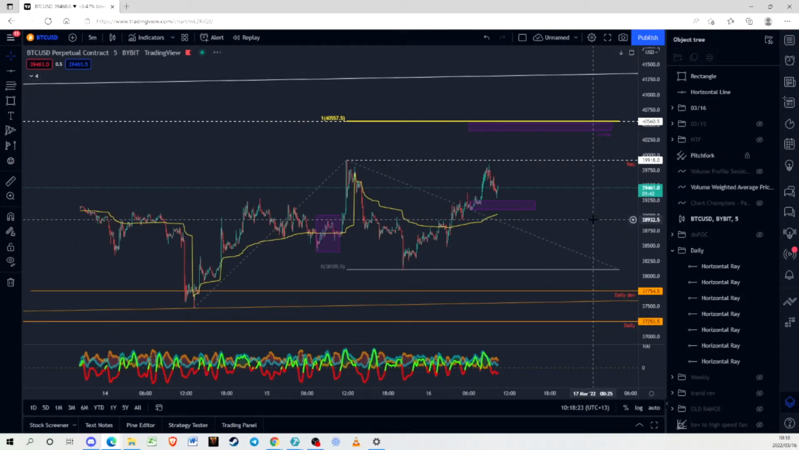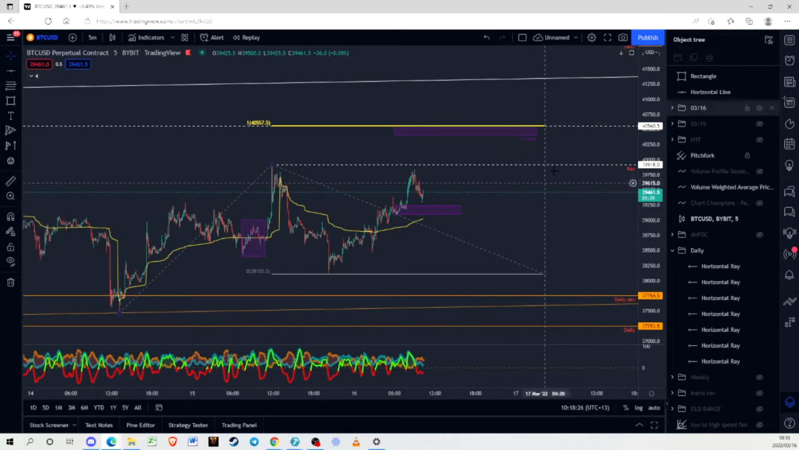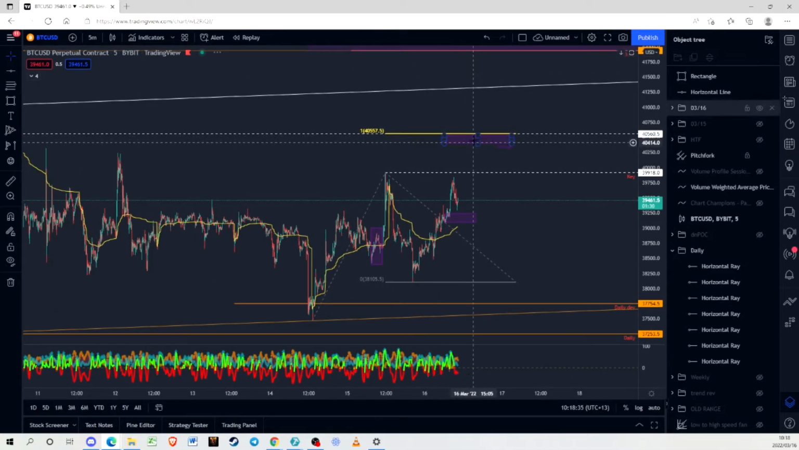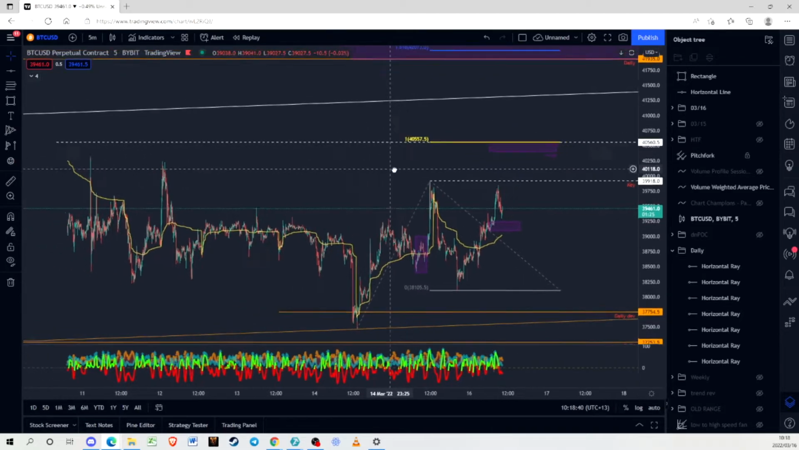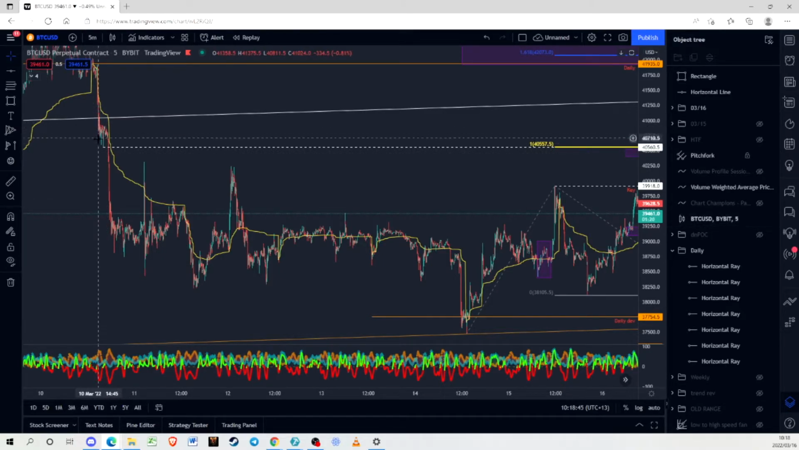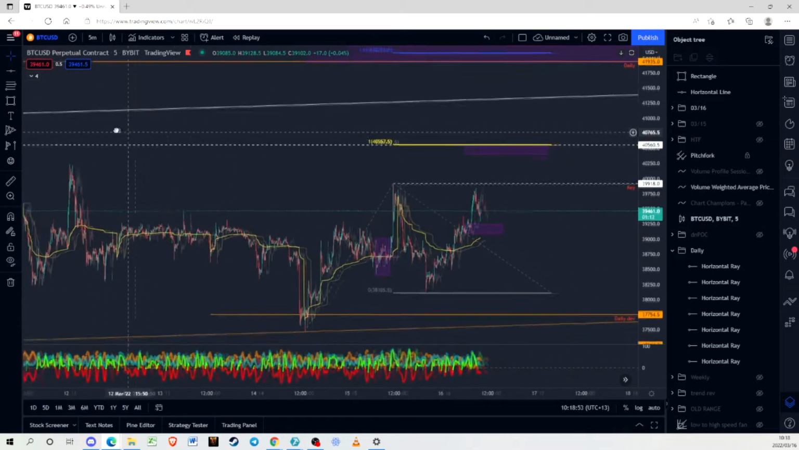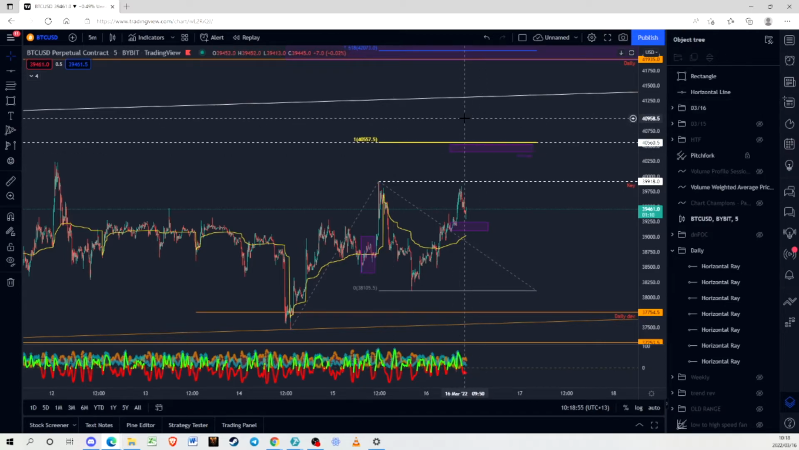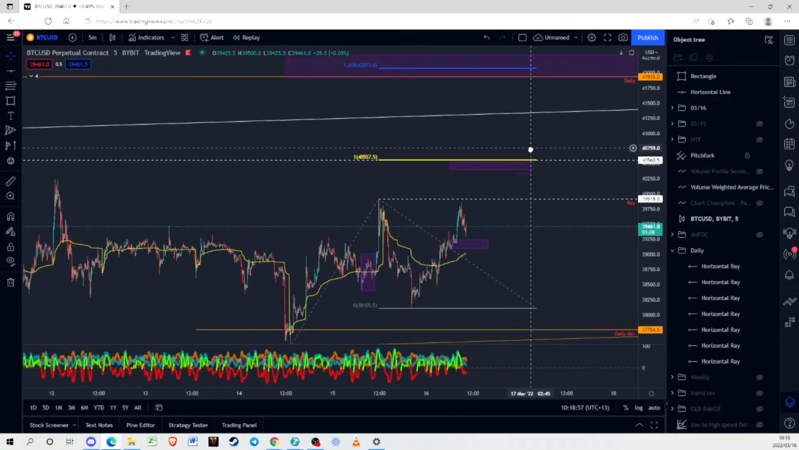Okay, for our levels above, we have the 1-to-1 extension from this low, this high, and this low, which coincides with the monthly VWAP, which is crossing into this area just below it. And also, significantly, it's the low of this area. We have this order block, the 4-hour order block. It's the low. So that offers a nice area of confluence, in my opinion.